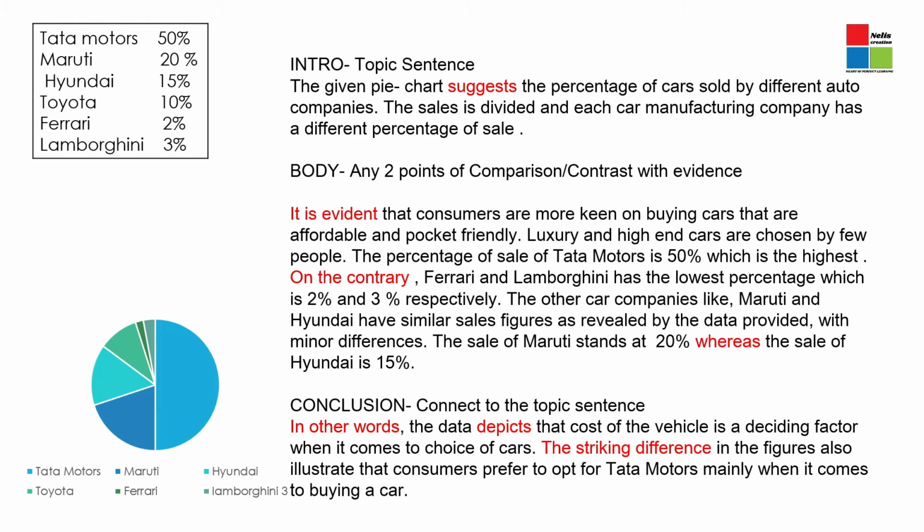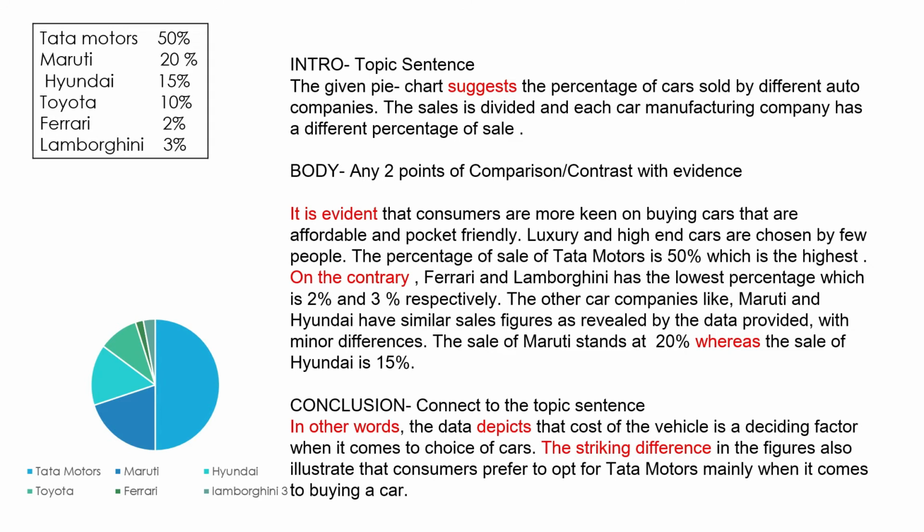Now in the body, there will be any 2 points of comparison or any 2 points of contrast with evidence. Evidence means the data, whatever you are comparing has to be matched with evidence. So in the body, we are going to write that it is evident that consumers are more keen on buying cars that are affordable and pocket-friendly. Luxury and high-end cars are chosen by few people.